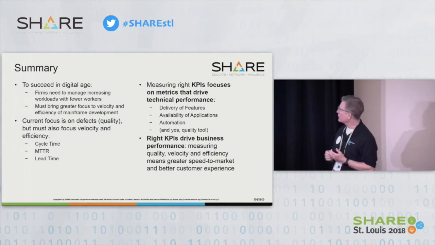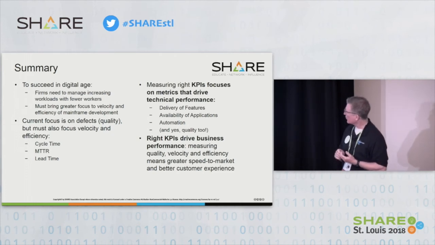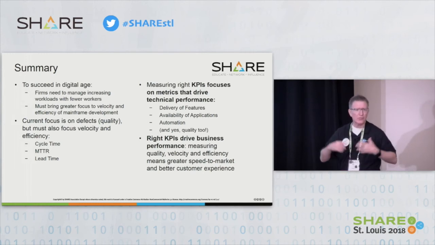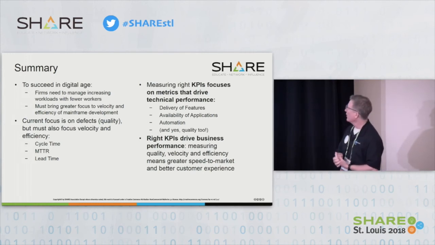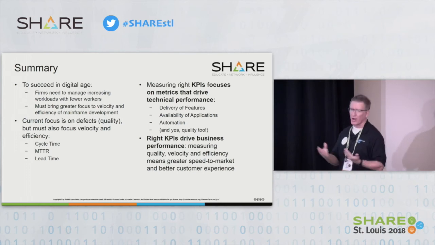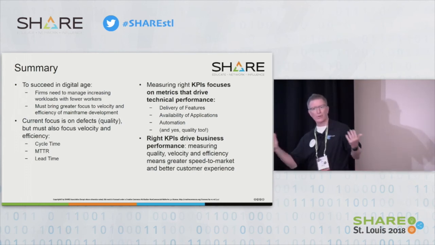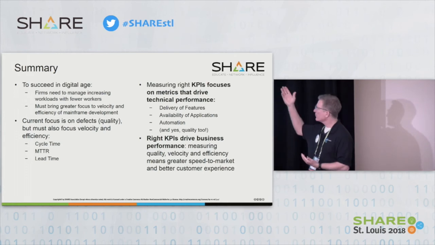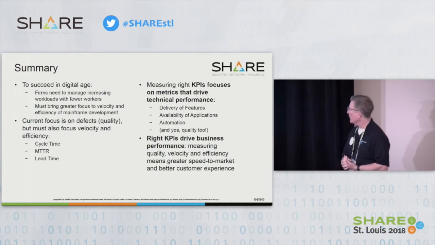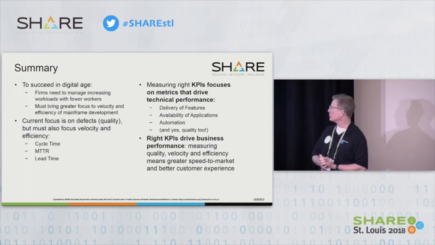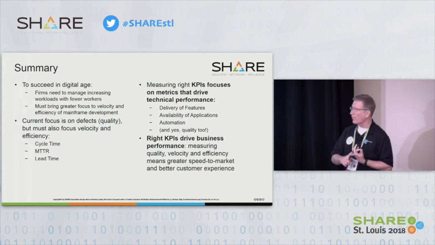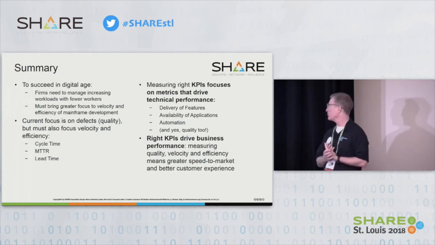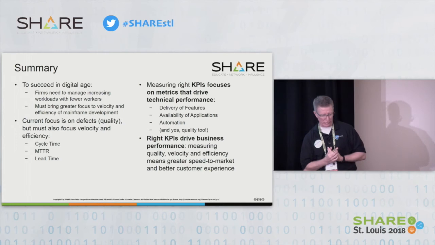Measuring the right KPIs means focusing on metrics that drive technical performance. Things like delivery: how many features are we delivering in our releases? Availability of applications, automation. Are we doing code coverage, test automation? And finally, the right KPIs drive business performance. Measuring quality, velocity, and efficiency means greater speed to market and a better customer experience.